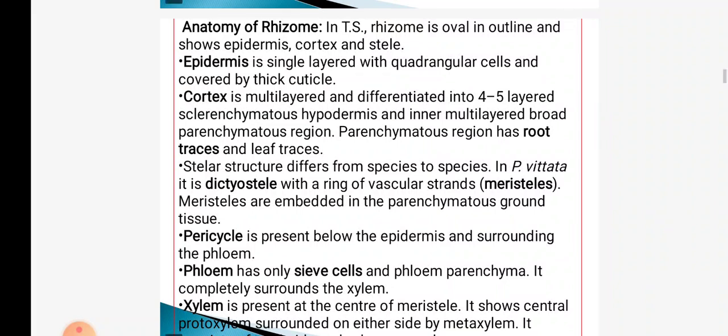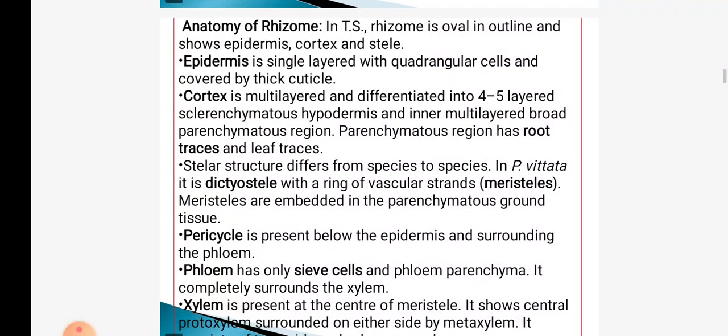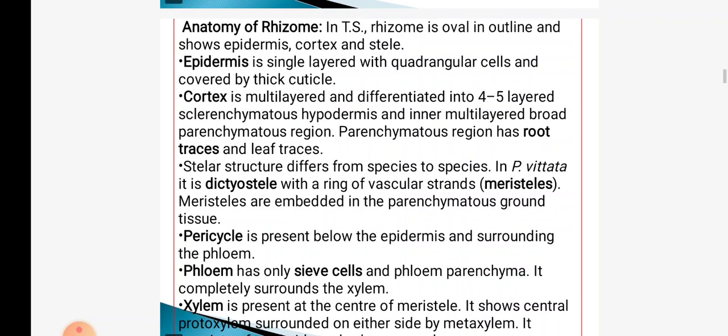The parenchymatous region has root traces and leaf traces. Remnants of leaf or root are called traces. Root traces and leaf traces are present in the cortex. Then the stellar structure differs from species to species. In Pteris vittata, it is a dictyostele with a ring of fascicular strands.